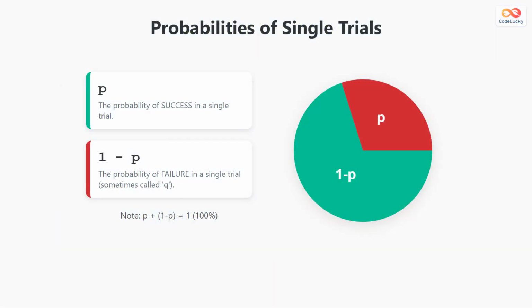Next, we have the probabilities for a single trial. The letter P represents the probability of success in just one attempt. Consequently, 1 minus P represents the probability of failure. Together, these two always add up to 1 or 100%, covering all possible outcomes for a single trial.